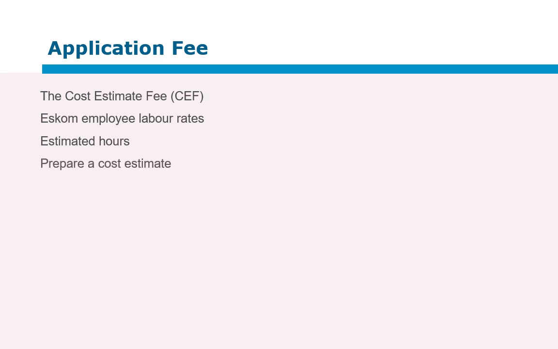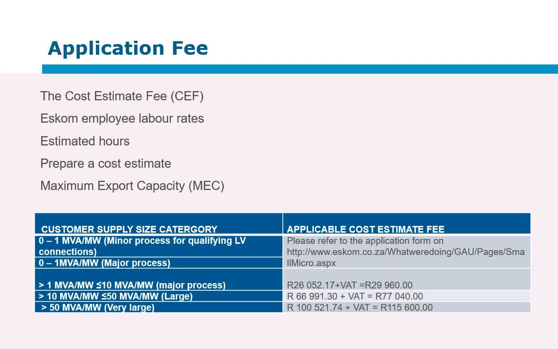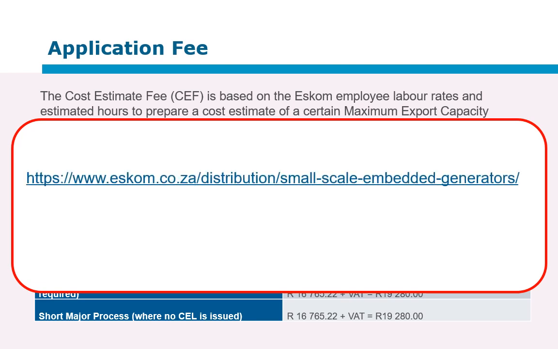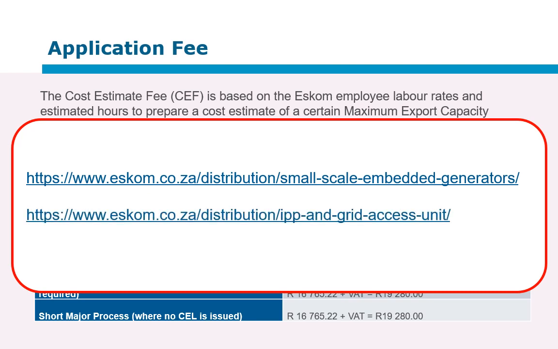Eskom calls the application fee a cost estimate fee. It is based on the labor rates and estimated hours to prepare a cost estimate. This of course differs for different sizes of generators. The cost estimate fees for 2022-23 are shown, and these are updated annually. The latest update of the Eskom application form is now electronic, and for small-scale embedded generators it's found at this address, and for generators larger than 1 megawatt at the following address.